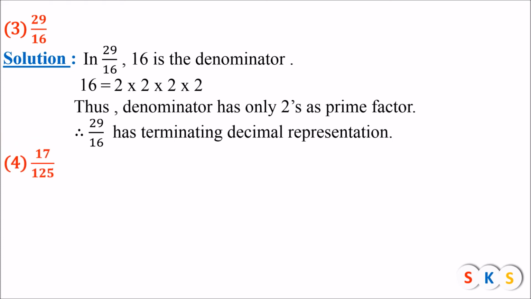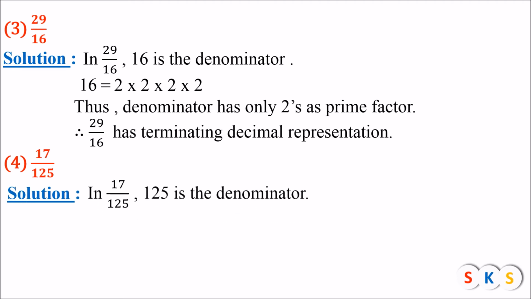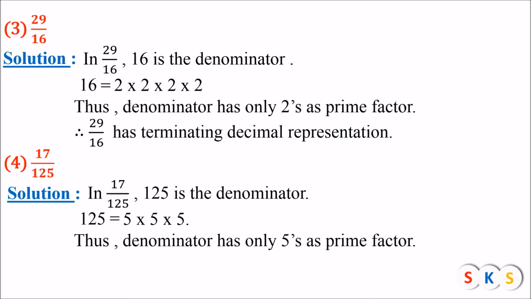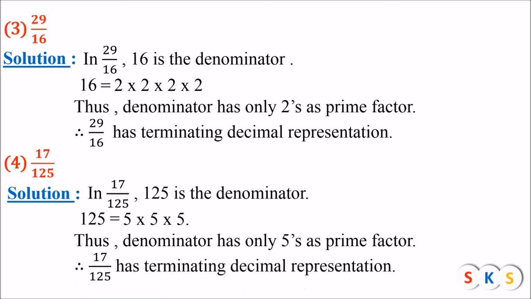Fourth one, 17 upon 125. In 17 upon 125, 125 is the denominator. And what is the prime factorization of 125? 5 into 5 into 5. And you can see here the prime factor of the denominator is only 5, right? The denominator has only 5 as a prime factor. Therefore 17 upon 125 has a terminating decimal representation.